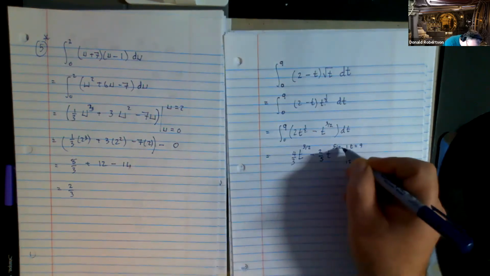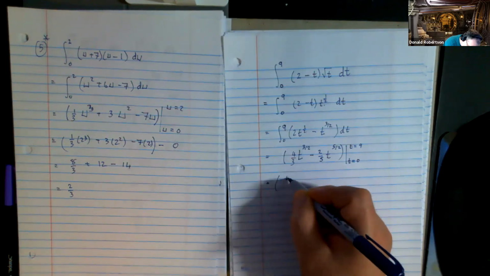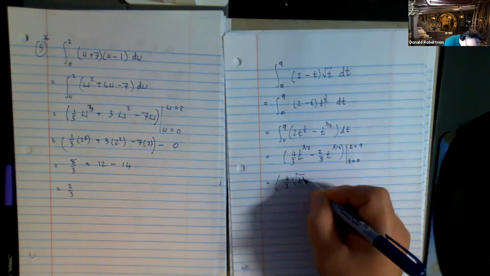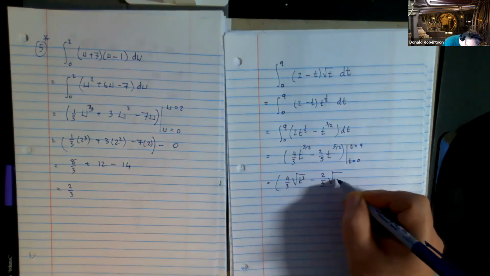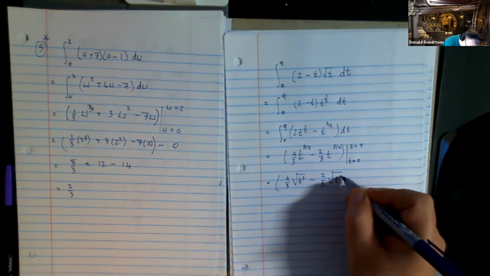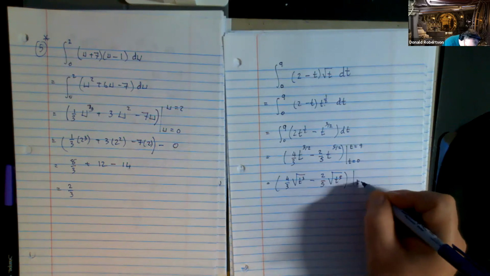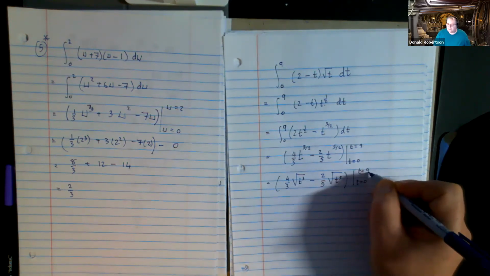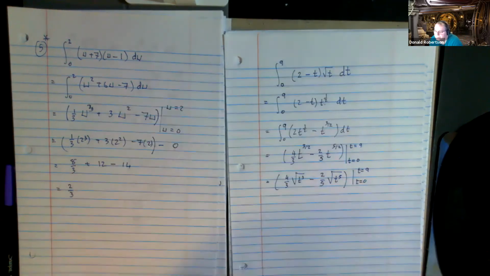Now I'm going to do style points. This guy is going to be 4/3 the square root of t cubed, take away 2/5 the square root of t to the power of 5. So make it look like the original, right? The original had some square roots in it. I should have square roots.